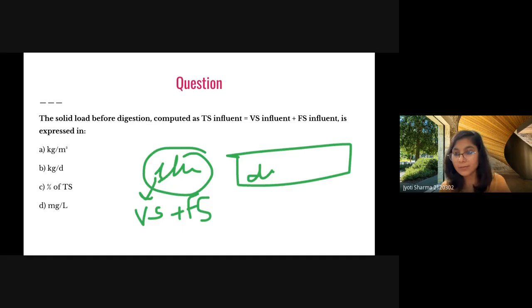Let me see the answers. So I got B from Venkateshwara, and they also gave me B. So yes, this is kg per day. Because this is solid, solid means we are having weight, and every day we are feeding it, right? So this is kg per day.